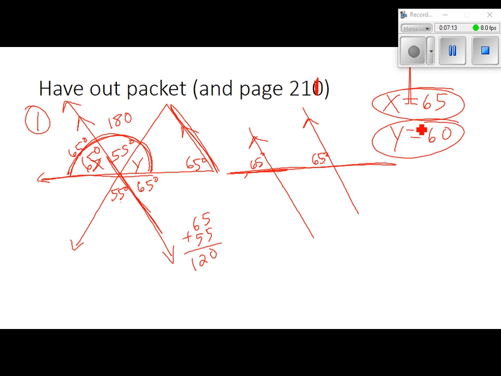Is that all they asked us to find, X and Y? Yeah. So that's 60. What would this angle over here be? Could we find this angle up here? What do you know about the three angles of a triangle? They add up to 180. So if that's 60 and that's 65, that's 125 together, right? Subtract that from 180, what's that give us? Is it 55?